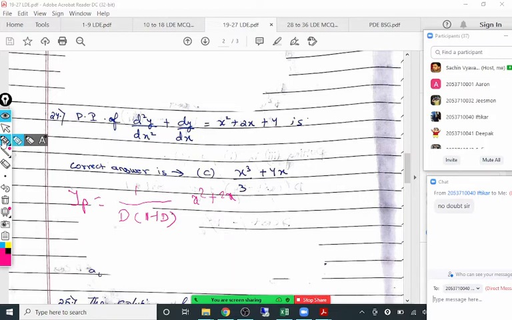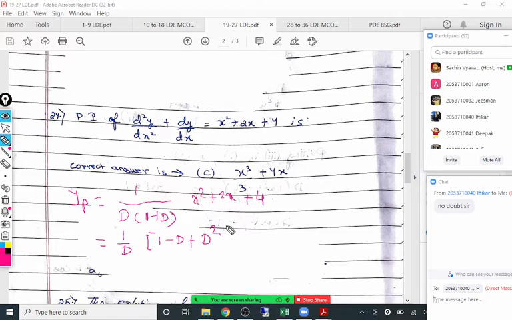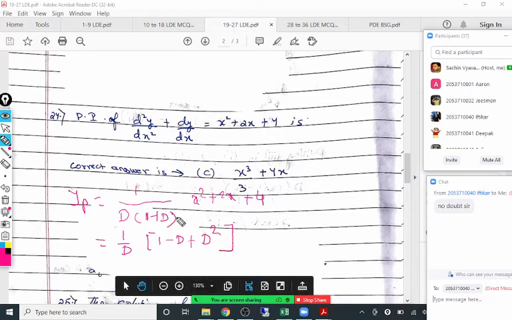x square plus 2x plus 4 is there. Now first, this 1 by D operator you can keep as it is, and this is 1 upon 1 plus D, which can be taken as 1 minus D plus D square. I don't want to write minus D cube because the third derivative of this term is 0. It is a quadratic expression, so we stop expanding, because 1 upon 1 plus D is 1 minus D plus D square minus D cube plus D4 and so on. Out of that we take only up to the quadratic term.